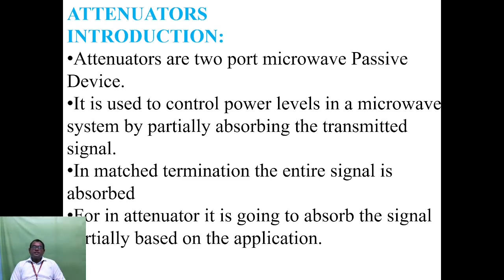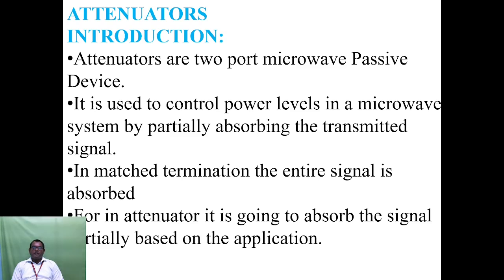Now we will discuss one of the passive components in the microwave system. It is called the attenuator. Attenuators are two-port microwave passive devices. It is used to control power levels in a microwave system by partially absorbing the transmitted signal. Here we control the power level using the attenuator from the transmitter to the receiving port in the microwave system.